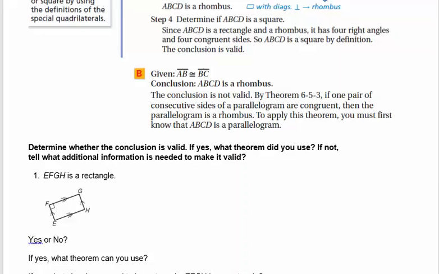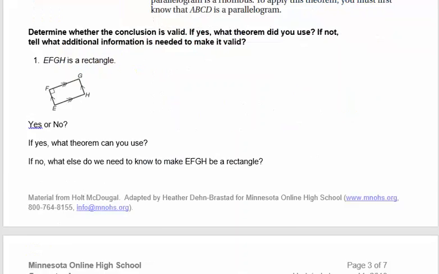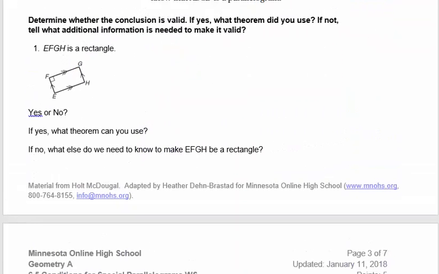All right, so in our examples, you're going to look at the statements and the figure and see if you have enough information for the conclusion. This is the conclusion. If not, then say what's missing. If yes, which theorem are we able to use? So in number one, we have EFGH is a rectangle. That's what we're trying to prove. Do we have enough to say this is true?